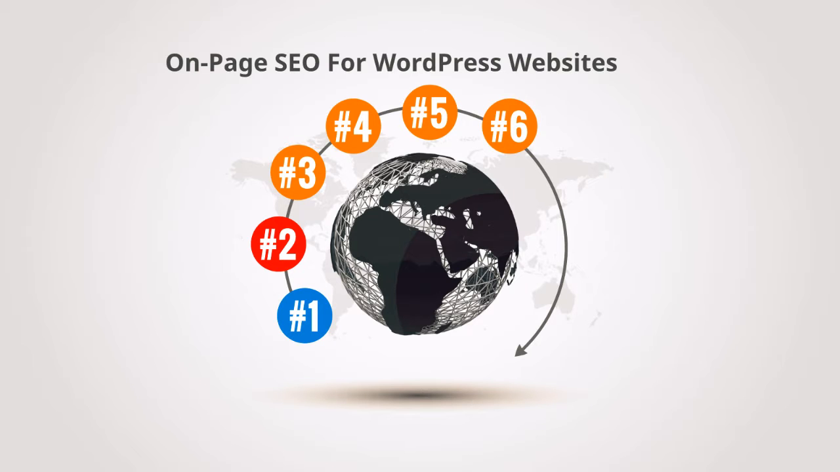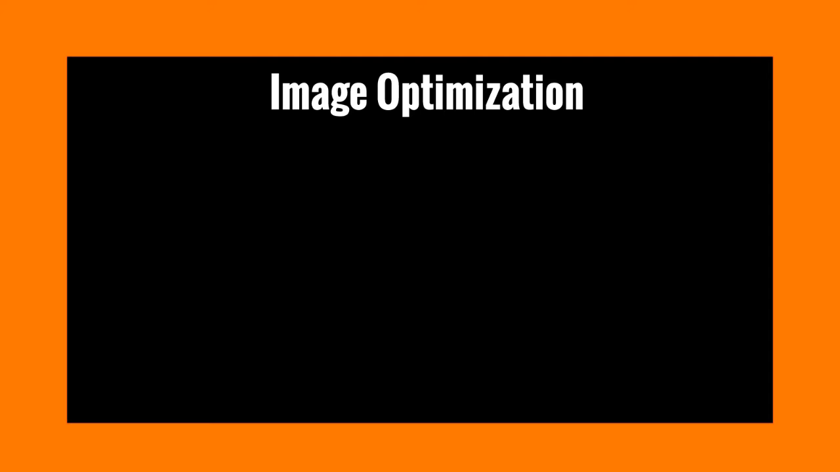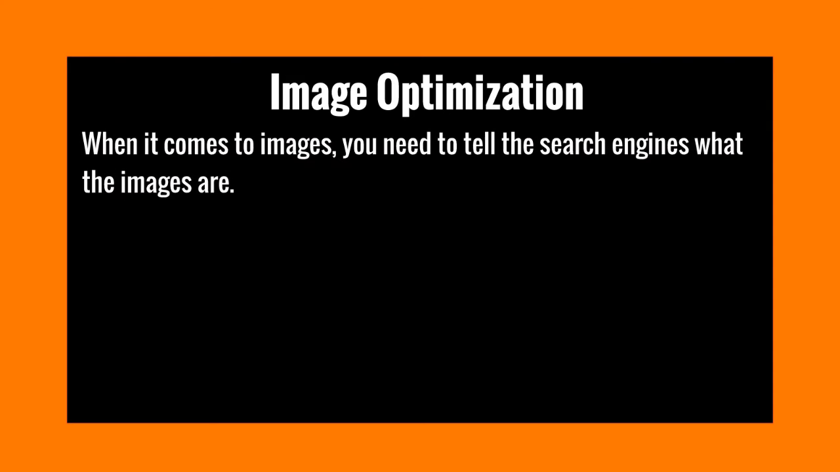Hello and welcome to video number 6, and we're going to talk about image optimization, or in other words, how to make your images more search engine friendly. You see, when it comes to images, you need to tell the search engines what the images are. They're not really going to know off the bat what the images are. Now, there are ways that Google can figure out what the images are, which we'll talk about in just a second.